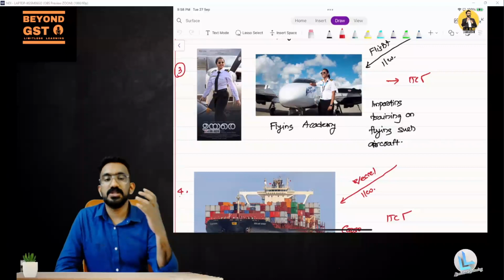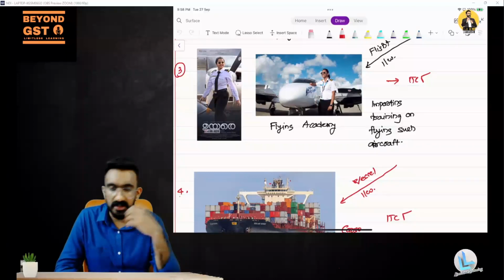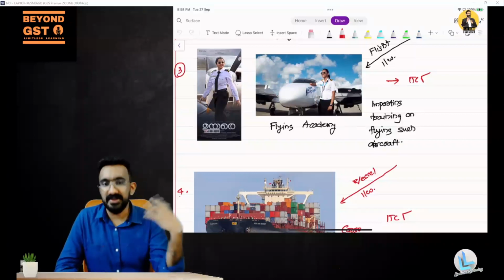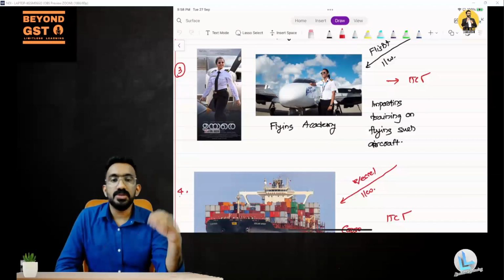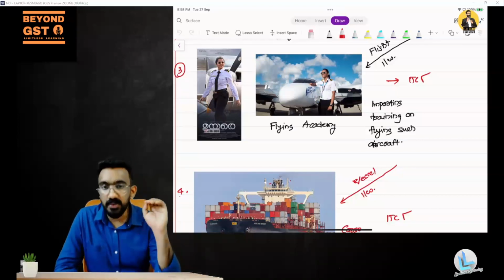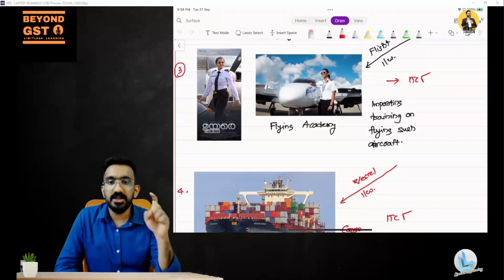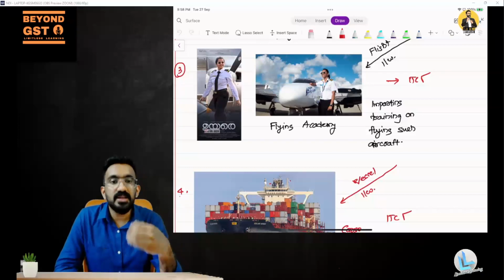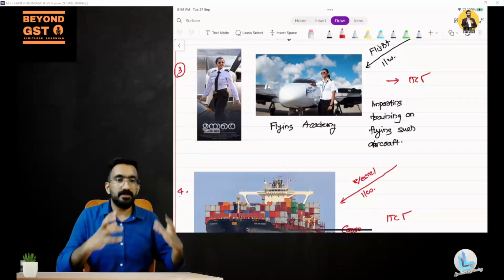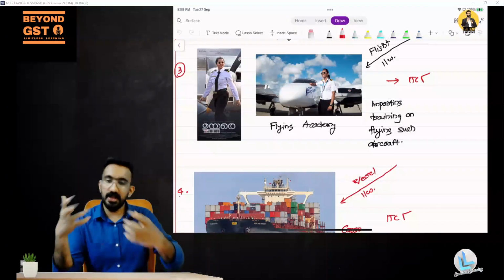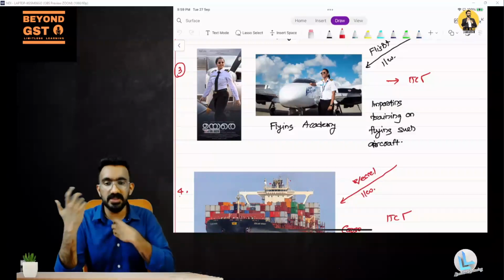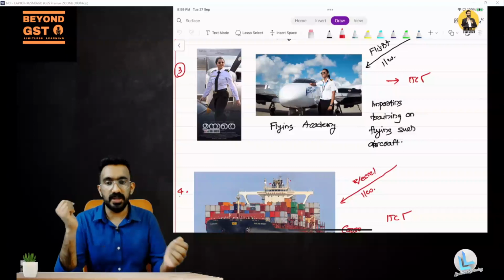You guys must have watched this movie Soorarai Pottru, or Uyare if you're in Kerala. In these, the actors are going to get trained as pilots. So they go to an academy to learn flying. There's a flying academy which has purchased aircraft to teach people how to fly. Can this flying academy take the credit on purchase of aircraft? Yes, that is an exception because they are imparting training on flying such aircraft. Similarly, I'm a company which teaches people how to navigate a vessel, to navigate a ship. Then I can also take the credit. So imparting training on flying such aircraft or navigating such vessel, I'll be allowed to take ITC.